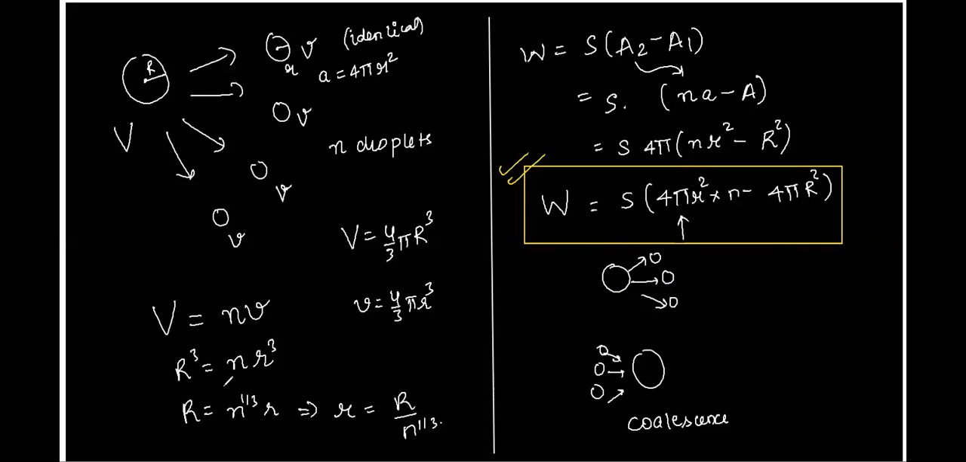In this case also the relation between capital R and small r will remain the same. Again we will have capital R is equal to n power 1 by 3 into small r, where n is the number of droplets that have coalesced. Again you will have change in the potential energy equal to S times final minus initial. So you have capital A minus n times small a. Therefore, you have S into 4 pi whole times capital R square minus n into small r square. Am I correct? Am I clear? Everyone, this is the work done here.